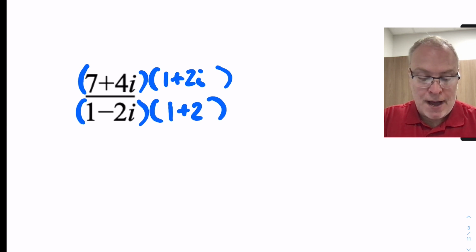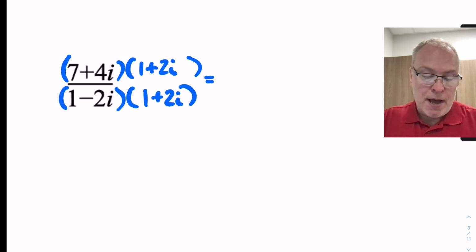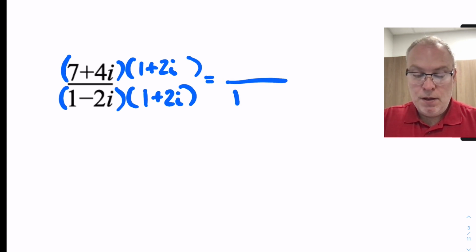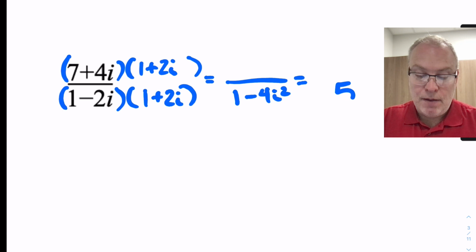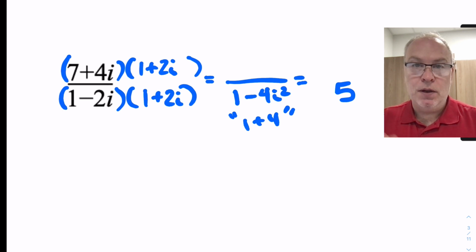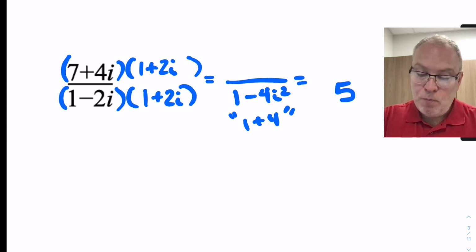1 plus 2i. Okay, so on the bottom, it's a difference of squares. So you end up getting 1 minus 4i squared, which is 1 plus 4, which is 5. Right? This is 1 plus 4 when you change the i squared into negative 1. Now on the top, we'll have to FOIL that.